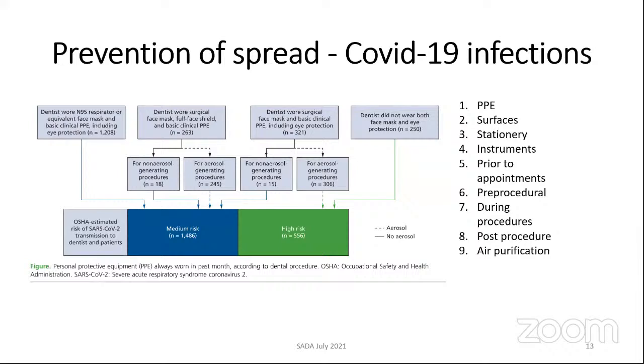You will be safe if you wear a good mask, a good face shield, and clinical PPE. Many studies have shown that wearing an N95 mask keeps you safe. Wearing a double surgical mask with a face shield and clinical PPEs also keeps you safe. Your surfaces and stationery in your practice need to be sanitized thoroughly after every patient. Your instruments need to be autoclaved, but this is something we're doing all the time.